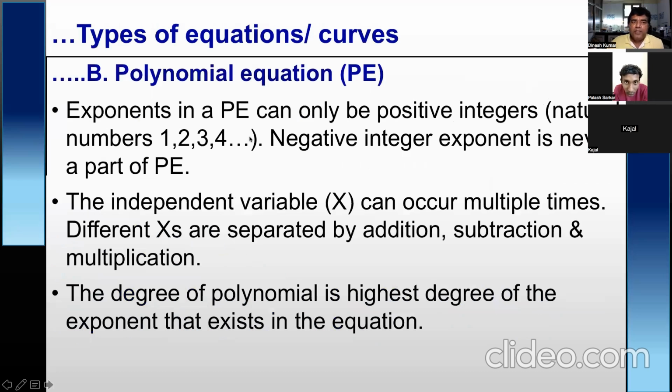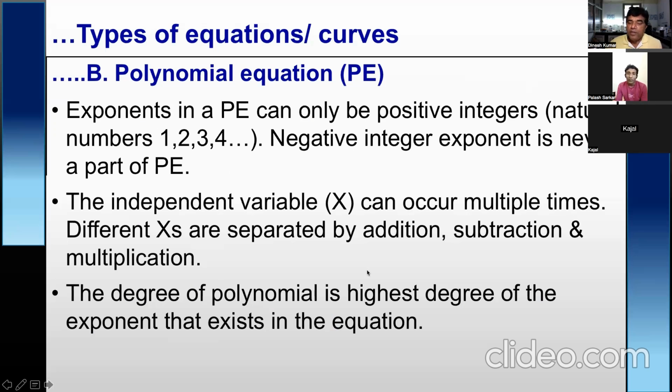So exponents in a polynomial equation can only be positive integers, natural numbers: 1, 2, 3, 4. A negative integer exponent is never a part of a polynomial equation. You will never have a negative power of variable x. The independent variable can occur multiple times: a plus bx plus cx square plus dx cube. Different x terms are separated by addition, subtraction, or multiplication.